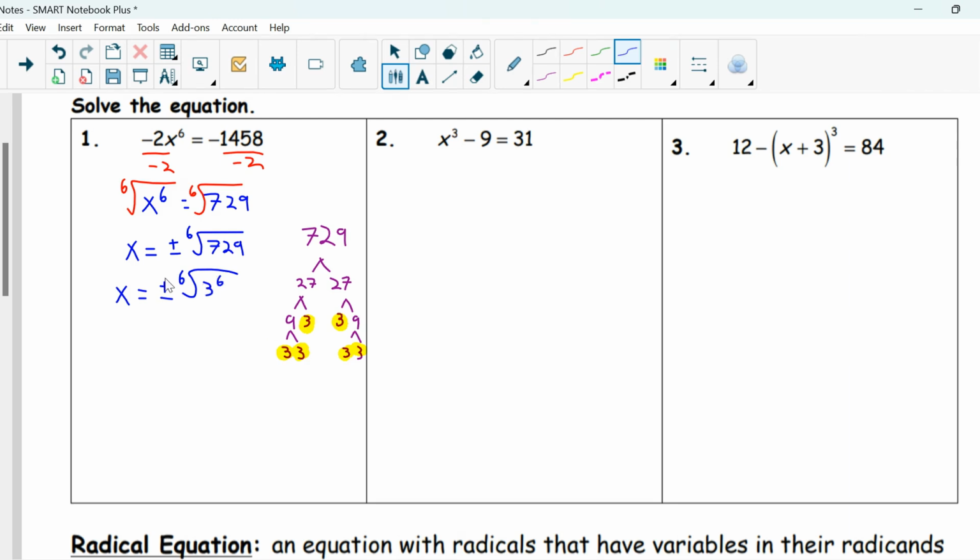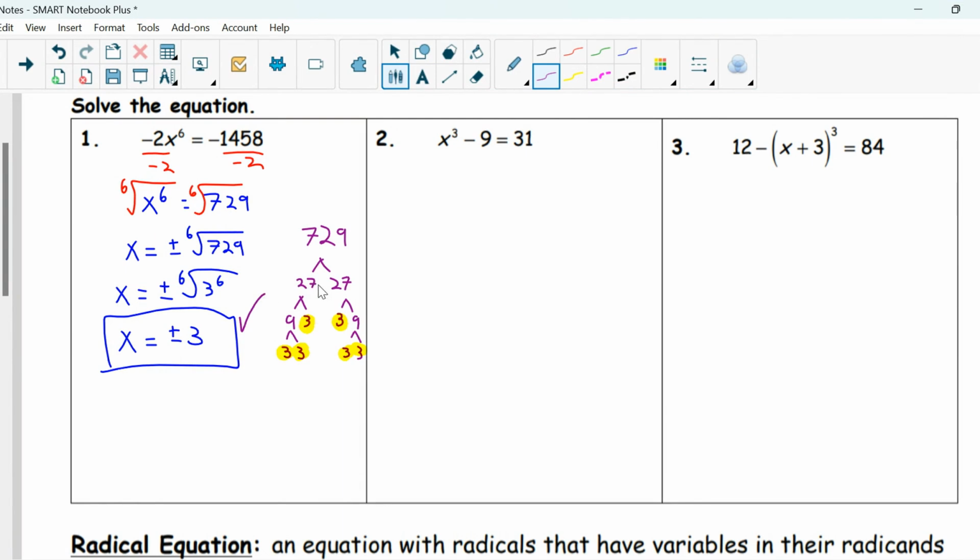Okay, now I'm going to simplify, and my index and my exponent are going to cancel, giving me plus or minus 3. One thing that I would recommend doing whenever you solve any equation is check your answers. So in this case, I need to check if I plug in positive 3 or negative 3, is my equation true? And if you check, you will see that it works out perfectly. So we're good to go.